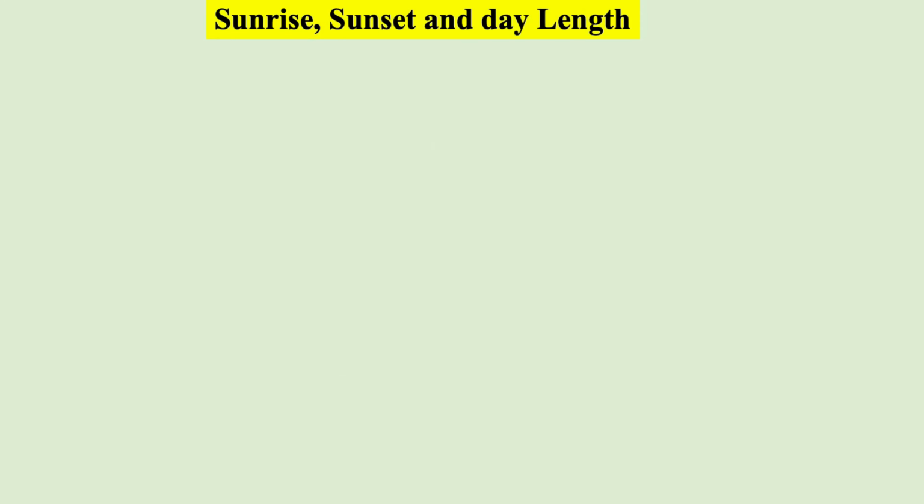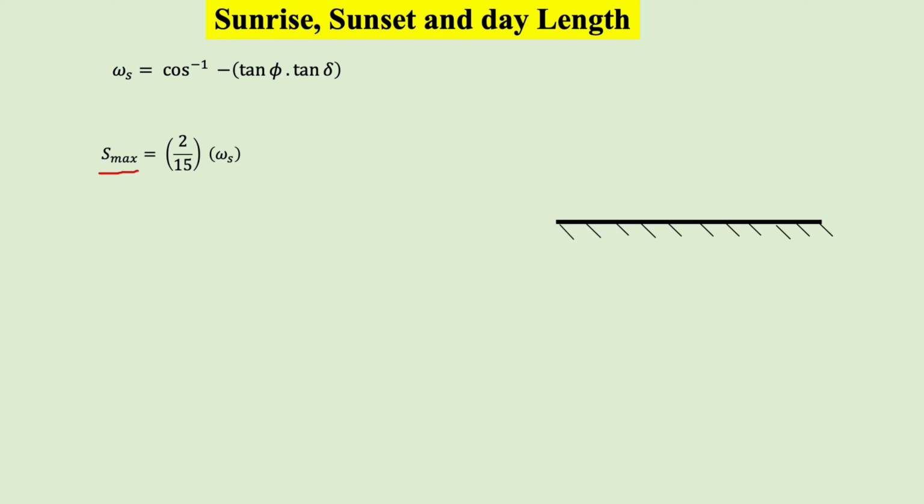Now we will see the concept of sunrise, sunset and day length. The hour angle corresponding to sunrise and sunset on a horizontal surface can be calculated by using the equation omega s is equal to cos inverse of minus within bracket tan phi tan delta. We all know that phi represents the latitude of the place and delta is the declination, which tells the position of the sun. Further, the corresponding day length in hours can be calculated by using the equation S max is equal to 2 by 15 omega s. How to calculate the day length in hours, minutes and seconds using this equation, we will see by taking some example in the end.